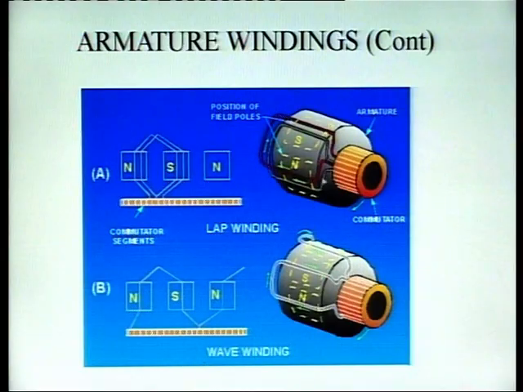So, you can clearly see the lap winding and wave winding. In this, the number of current paths is 2 times the number of poles. In the wave winding, the number of current paths is only 2.